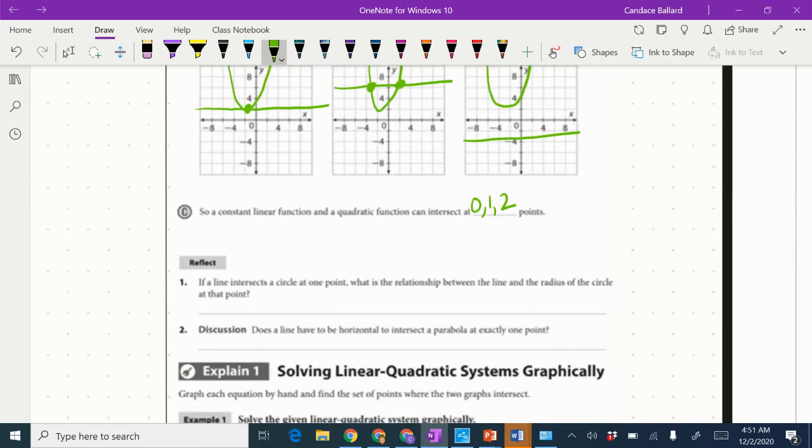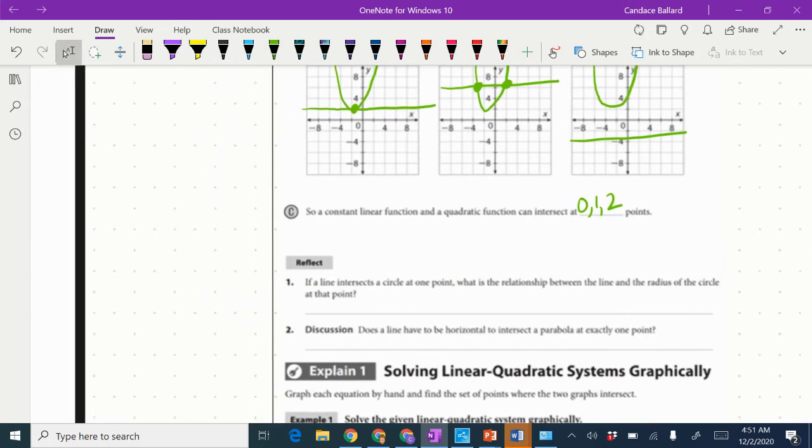So the reflect question asks, if a line intersects a circle at one point, what is the relationship between the line and the radius of the circle at that point? So if I were to draw a circle and a line that intersects the circle only at one point, and then I drew the radius out to that, do you notice that, I know mine's a little crooked, but do you notice that they're making a 90-degree angle? So it would mean that they're perpendicular. It's actually a property from geometry.